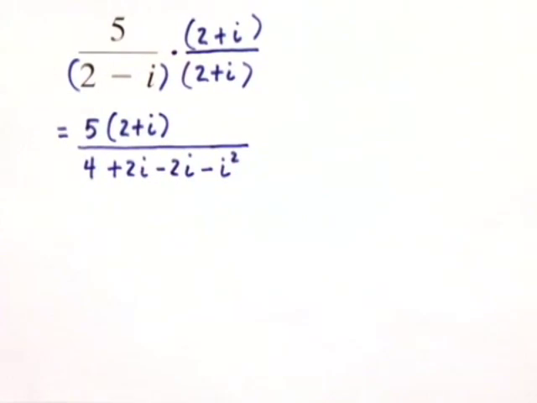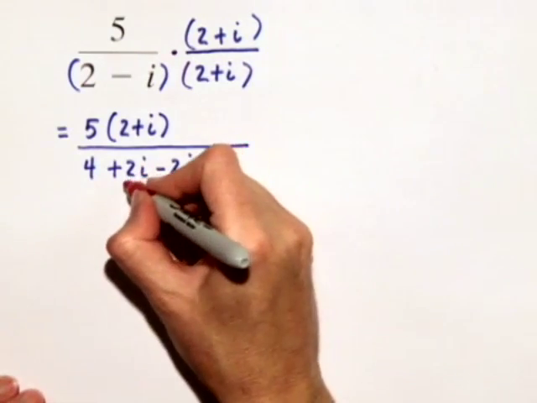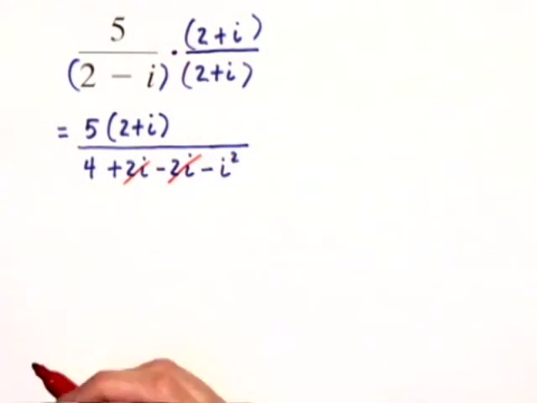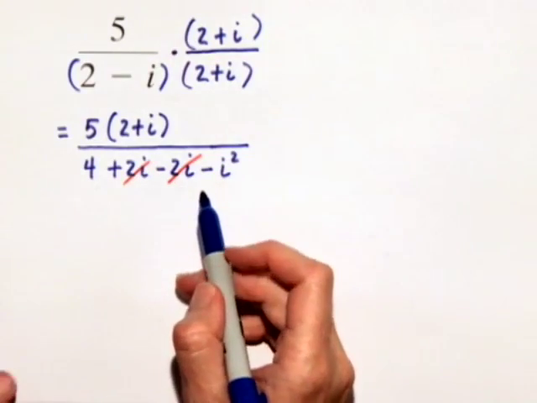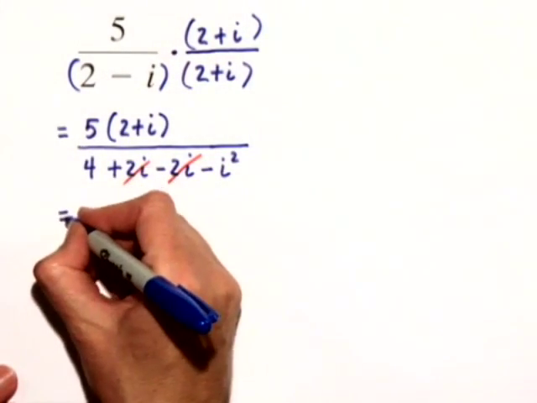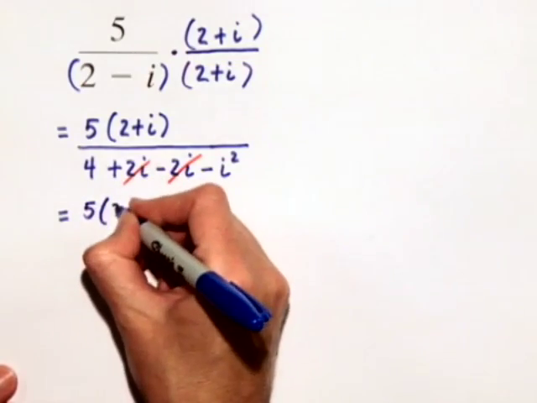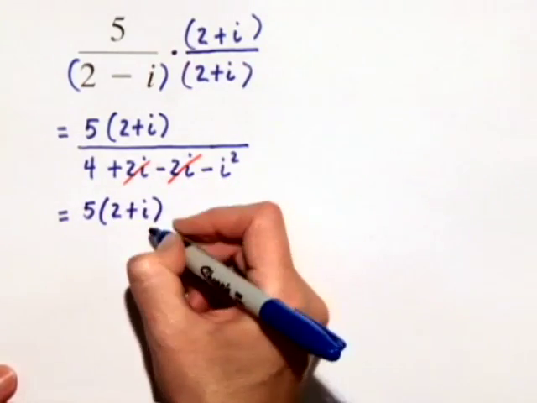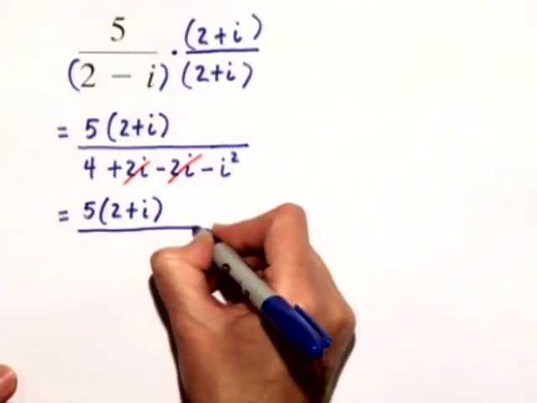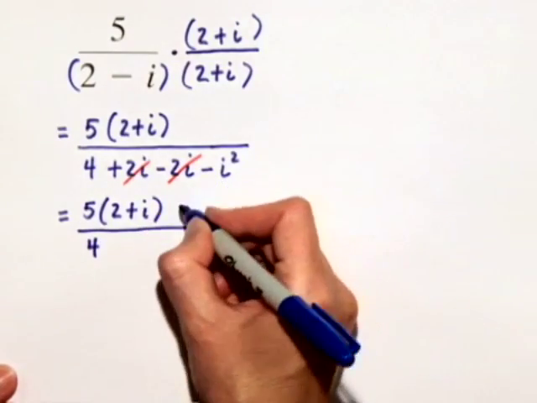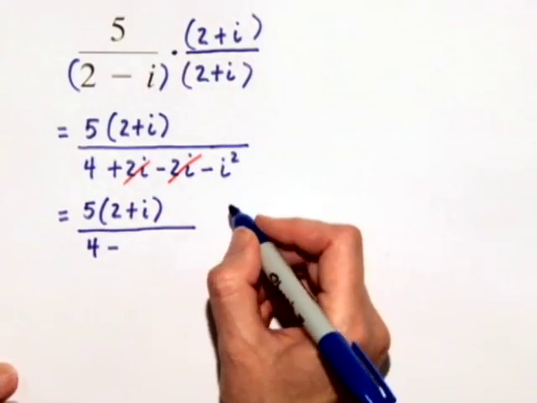Now, when we choose to multiply a complex number by its conjugate, it will always happen that the outside and the inside terms will add to 0. The plus 2i and minus 2i will cancel. So what we really have is the numerator stays the same, 5 times the quantity 2 plus i, divided by 4, we have minus i squared.